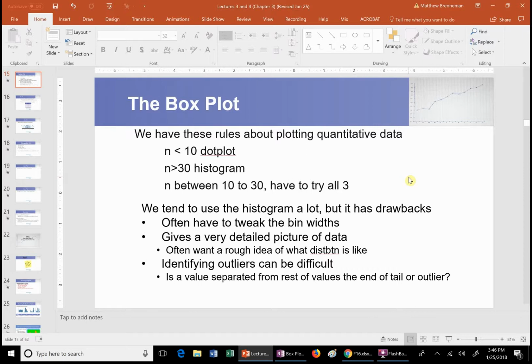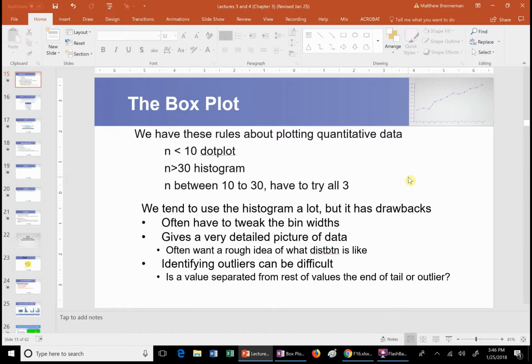And we said the way we always do this is the same process, right? I'm going to make a table of the values. I'm going to make a plot, and then I'm going to describe this plot. And for categorical variables, there wasn't a lot we could do, but quantitative is a lot more complex, okay? So we want to talk about a new type of plot today called a box plot.